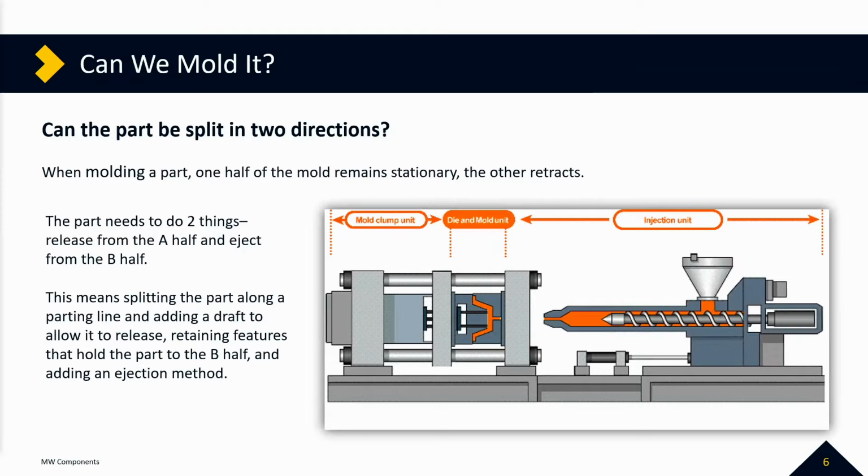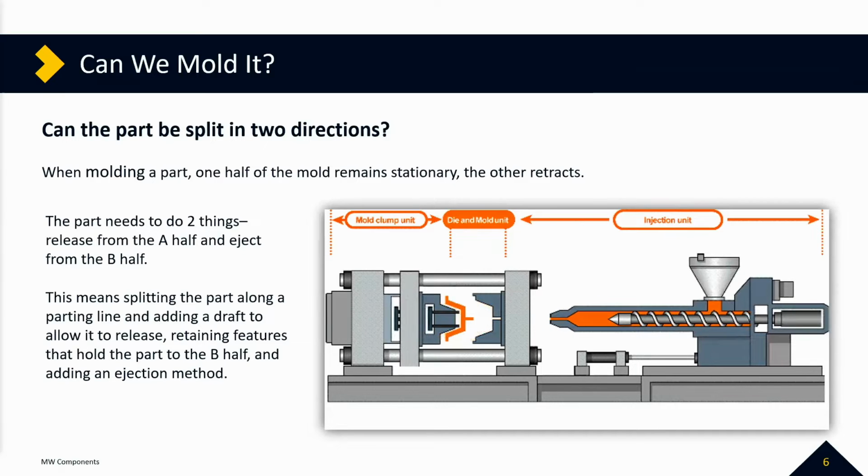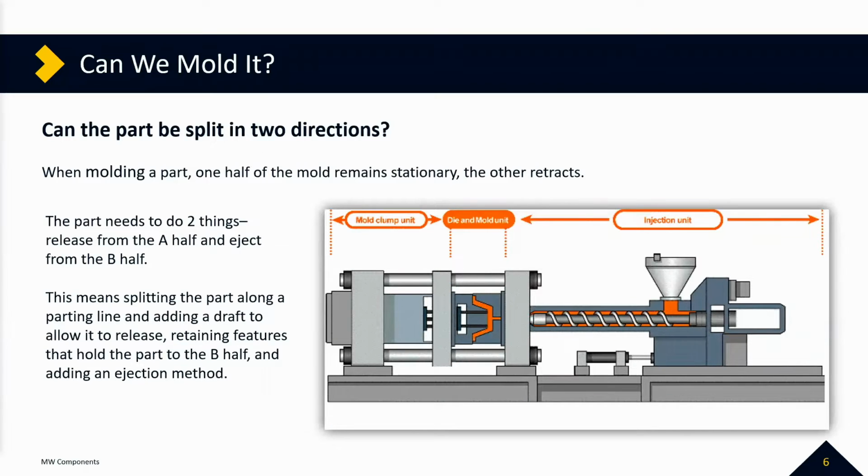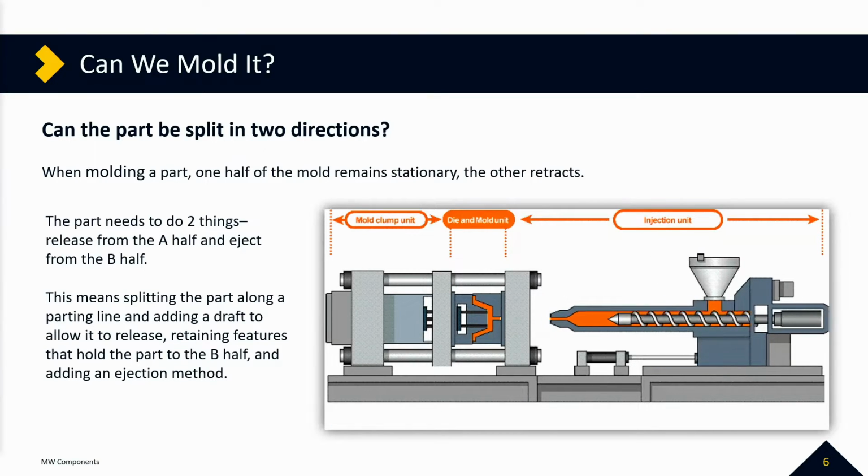When we're talking about molding something, we need to understand ejection. That's where you'll see one half of the mold remains stationary. That's the one closer to the injection unit, and the other half of the mold retracts and then forces the part off it. The mold half that is retracting is the B side. That's the one with the ejector pins in it to retain and then force the plastic part off of.